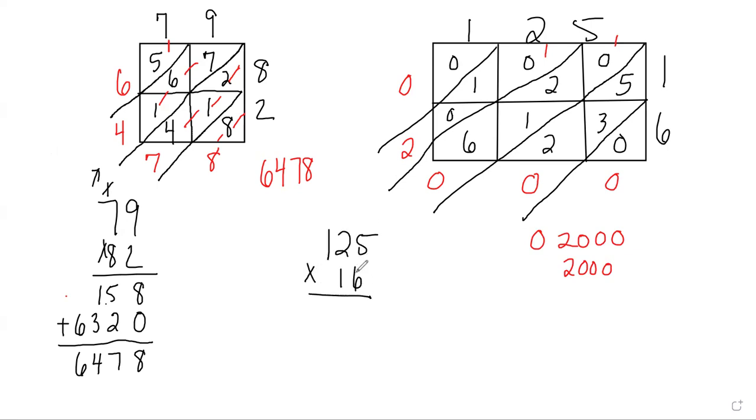Just to show it's the same thing, if we do the stack multiplication, 125 times 16, 6 times 5 is 30. 6 times 2 is 12, plus 3 more is 15. 6 times 1 is 6, plus 1 more is 7. And then place down a 0. 1 times 5 is 5. 1 times 2 is 2. And then 1 times 1 is 1. So add them together, 0. We get 10, and then we get 2. So we get 2,000.